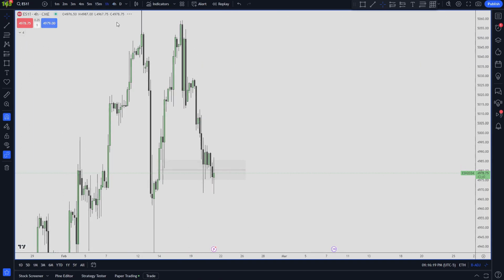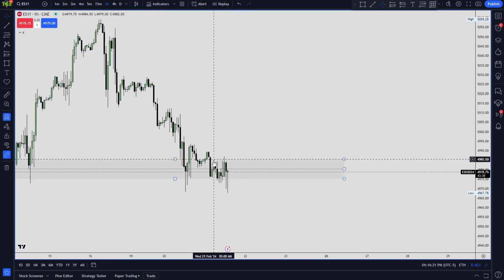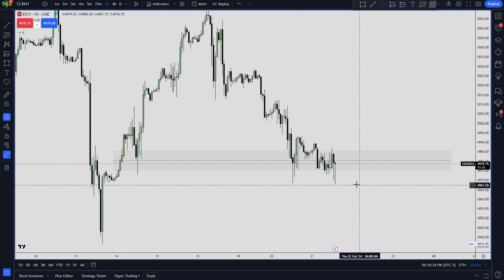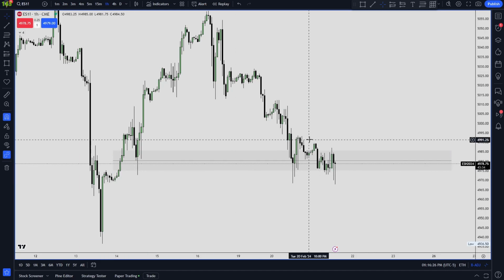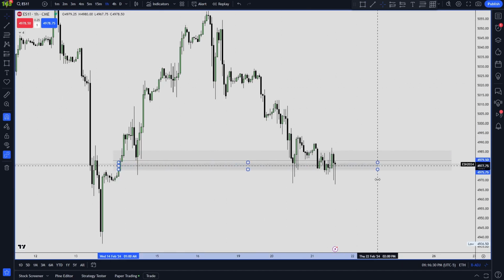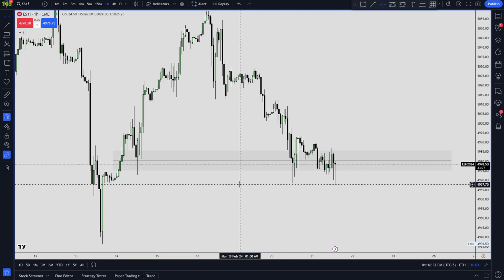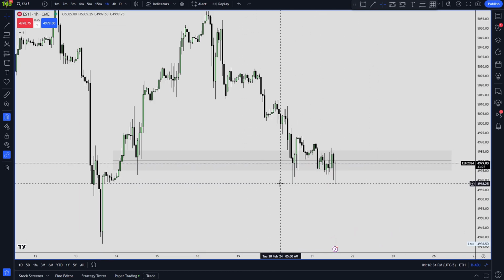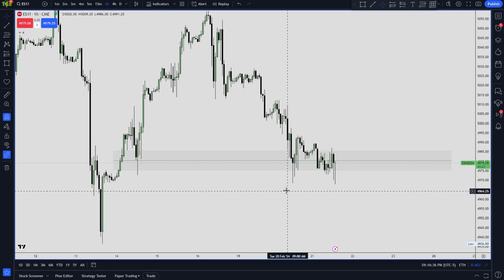If we go on to the 1 hour, we're respecting this bearish PDA right here, but we're also respecting this fair value gap right here. So until we get a move out of this, we can't really, excuse me, know where we're about to go.